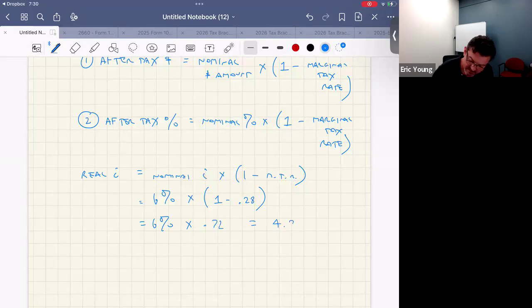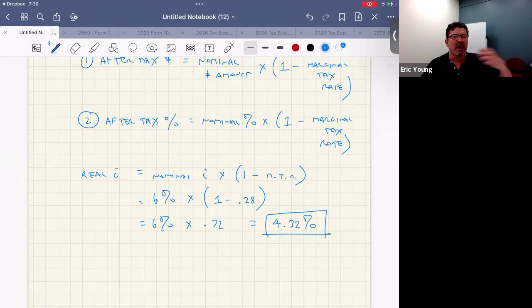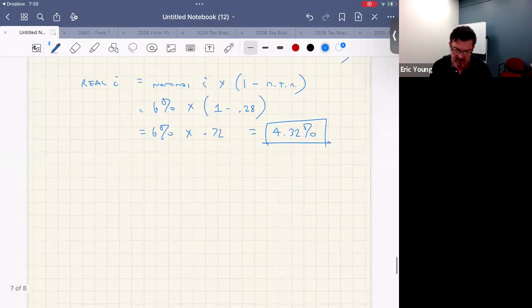look at this. In effect, your real effective mortgage rate is 4.32%. Because again, you're paying 6, but you're reducing your taxes. And therefore, when you factor in the tax savings, there it is. Let's take it another way.